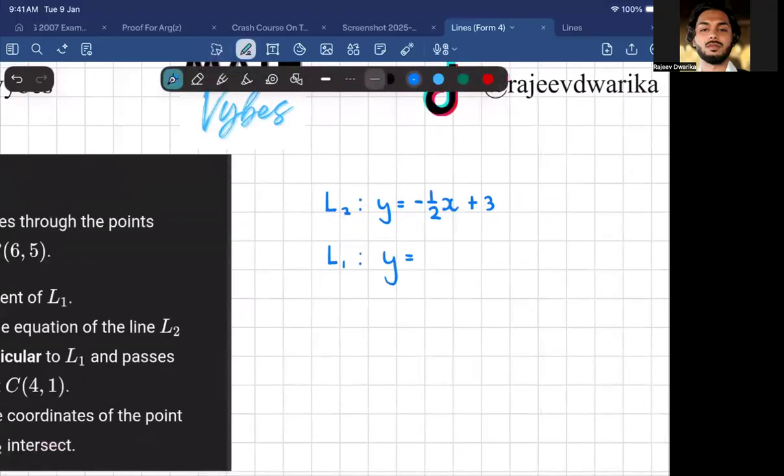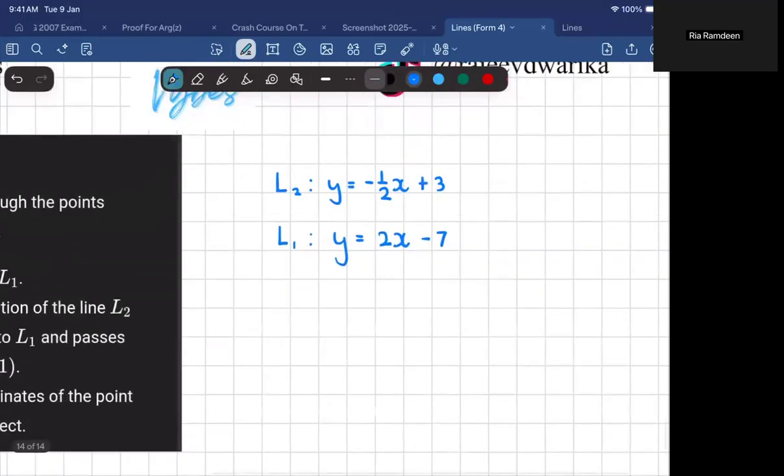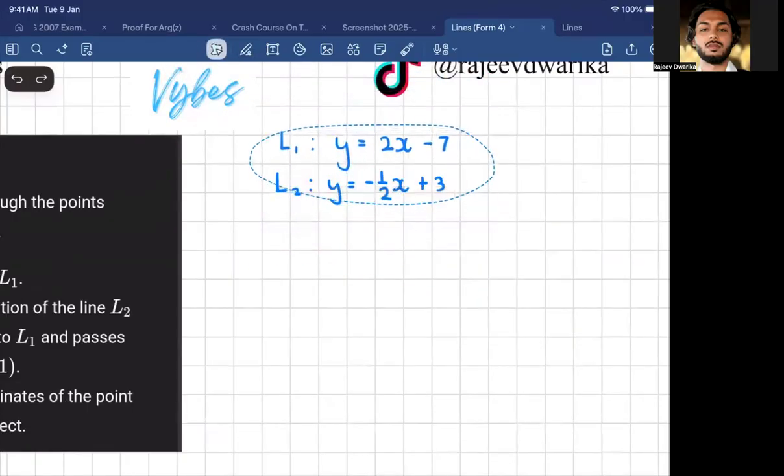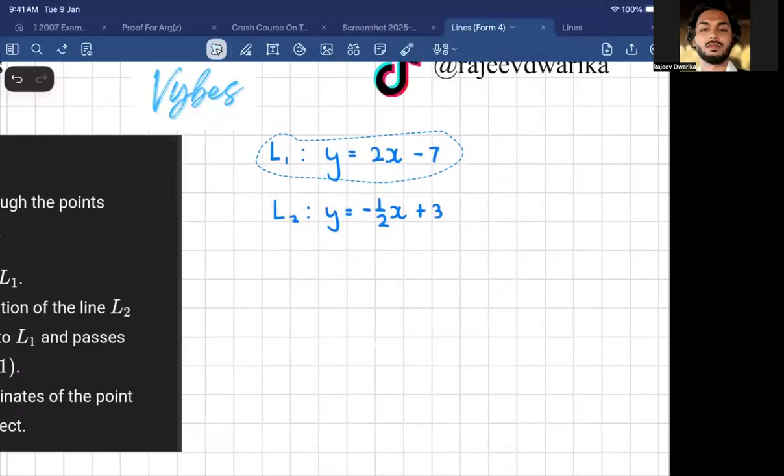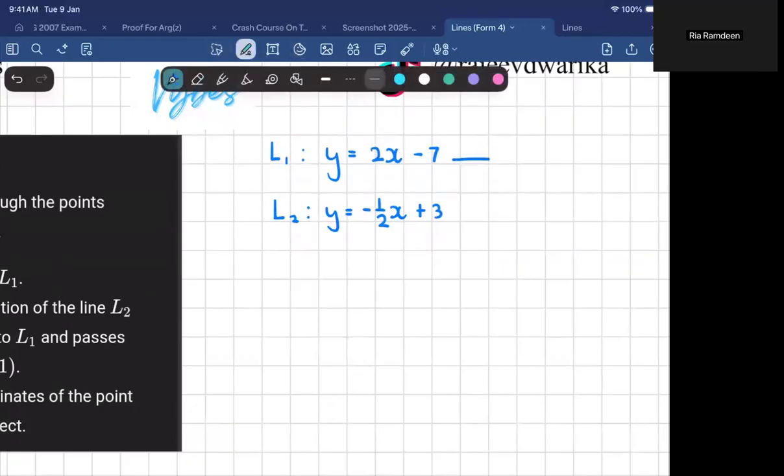So y is equal to 2x minus 7. Ria, there are two ways you can do this: elimination or substitution. I wish one would be easier for you. Let me show you substitution first. So I have two lines, L1 and L2. I could call this one equation 1, and this equation 2.